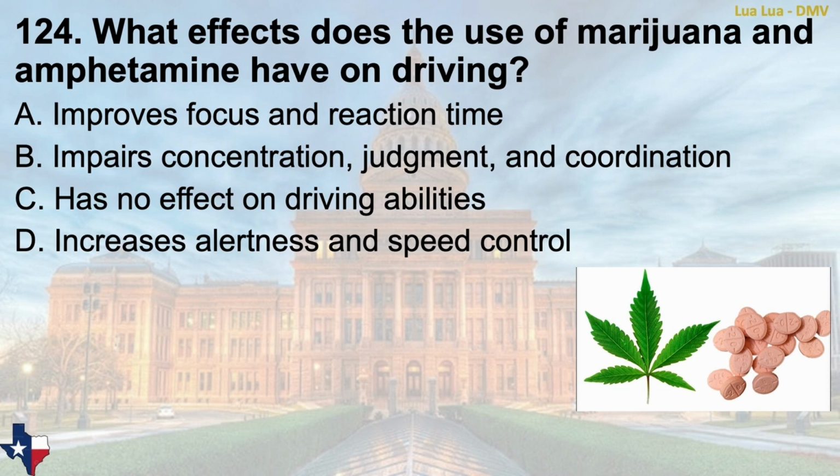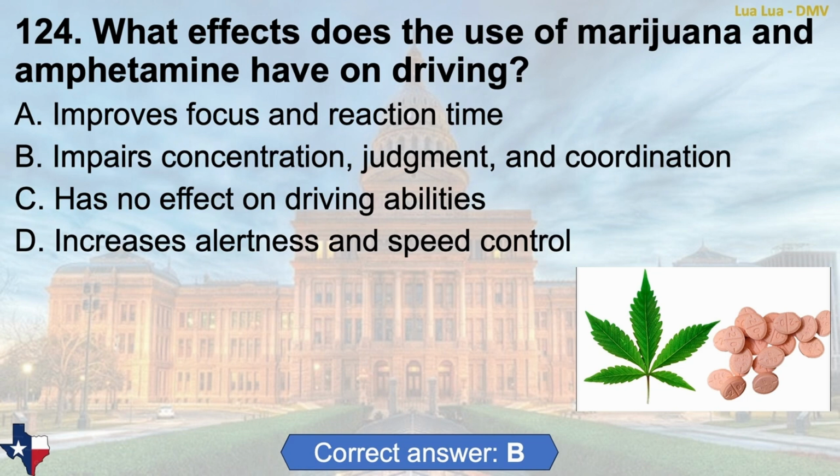Question 124. What effects does the use of marijuana and amphetamine have on driving? A. Improves focus and reaction time. B. Impairs concentration, judgment, and coordination. C. Has no effect on driving abilities. D. Increases alertness and speed control. The correct answer is B. Impairs concentration, judgment, and coordination.